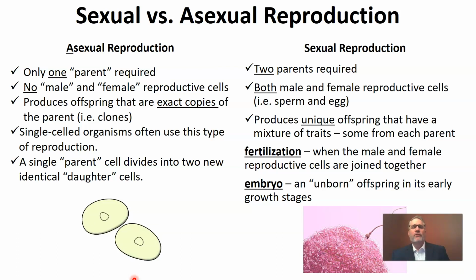So asexual versus sexual reproduction. Remember, one requires one parent and produces an exact copy, while the other, we have two parents and we get a mixture of traits, some from each parent.